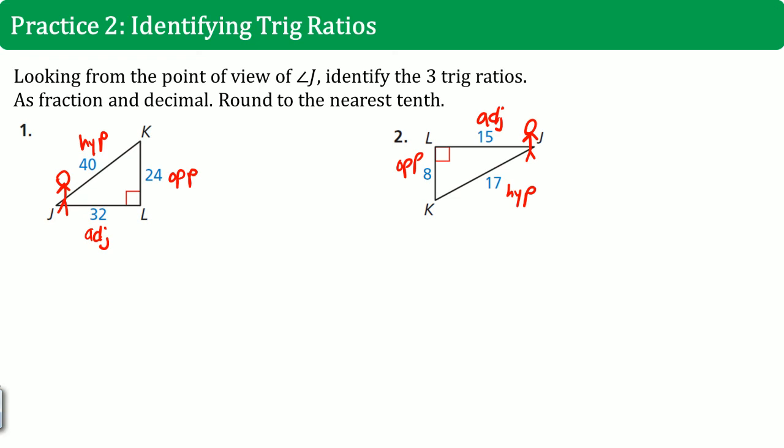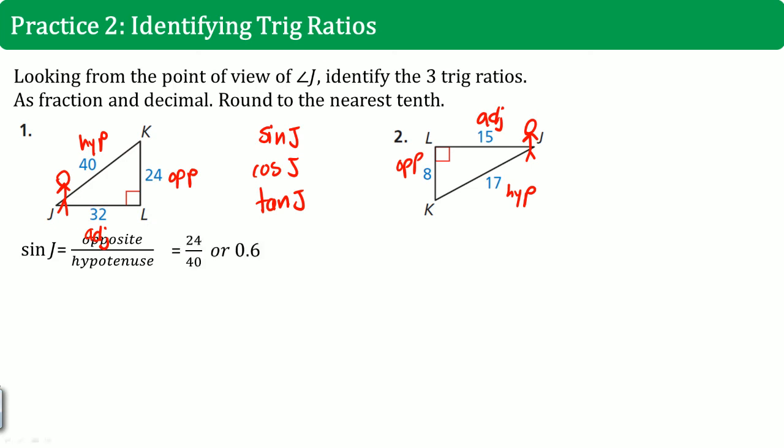Your three trig ratios that they're referring to here for J are your sine of J, cosine of J, and your tan of J. Let's do this. So sine is by definition opposite over hypotenuse. That just becomes 24 over 40, which is simplified to 0.6. Cosine, by definition, is adjacent over hypotenuse. The adjacent is 32, and the hypotenuse is 40. So 32 over 40. That equals 0.8.